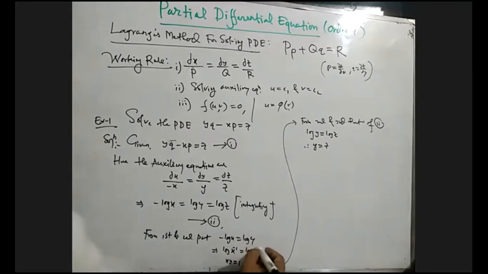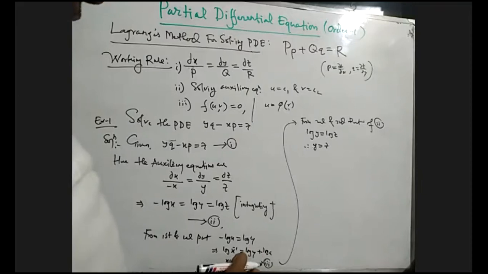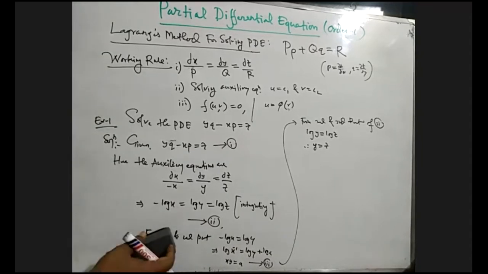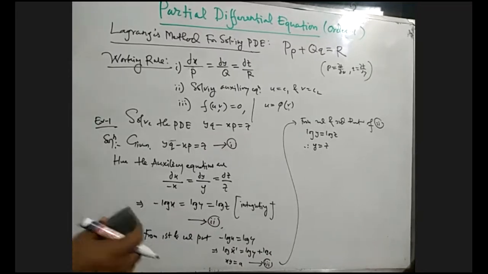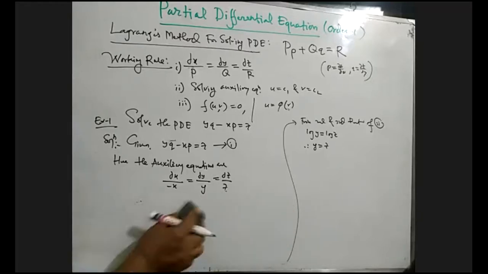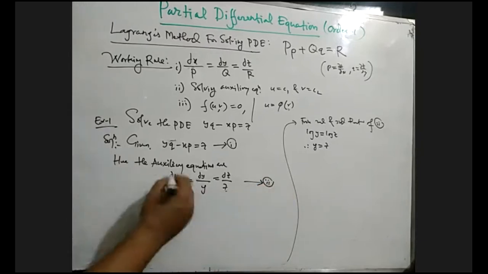Now integrating, we can introduce a constant here, log a. So here we can write xy equals to a. Integrating on both sides. This is equation number 2 from the first two part.